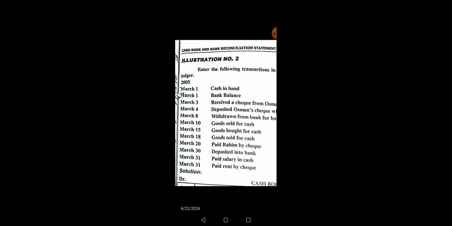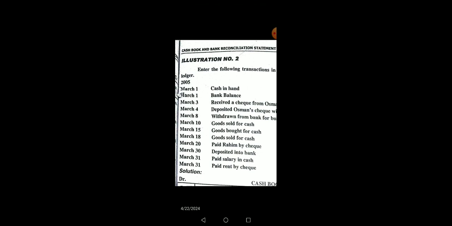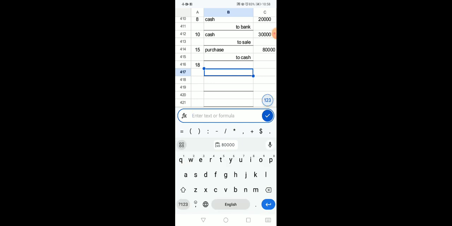Now let's see what the next entry is. After 15, we have entry number 18. So we will write the date first, come to the solution and write 18 in the date column. And what is entry 18 saying? Goods sold for cash. Again, the same entry has arrived. When you are selling your goods, it means goods are going out. Goods are your asset. By selling, your goods are decreasing and the asset is decreasing. Decrease in asset should be mentioned on the credit side. So you were supposed to write goods on the credit side.